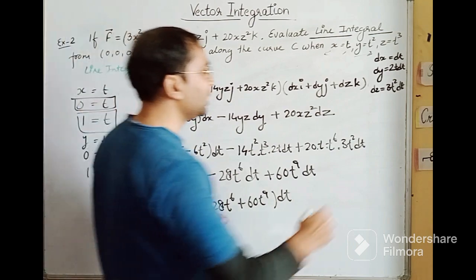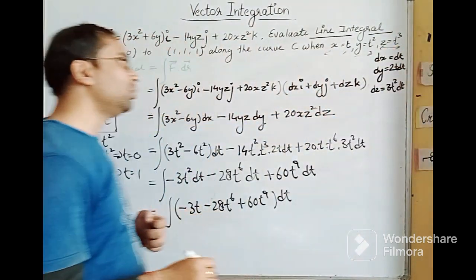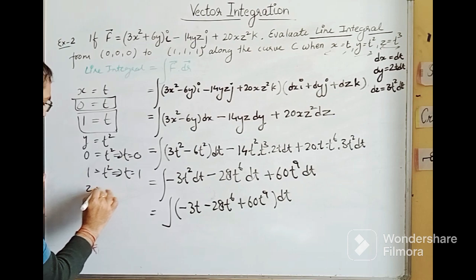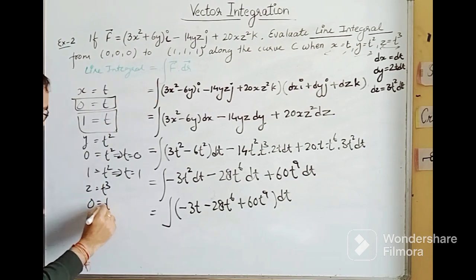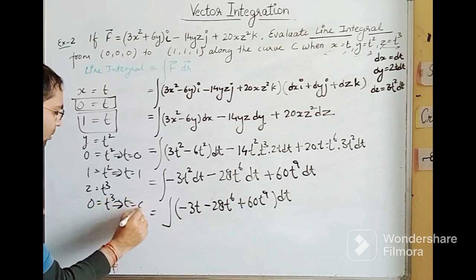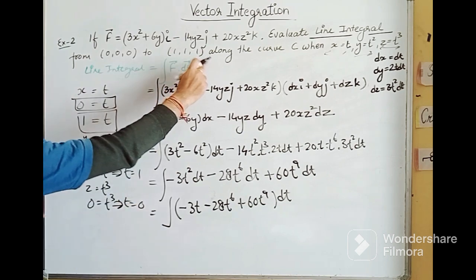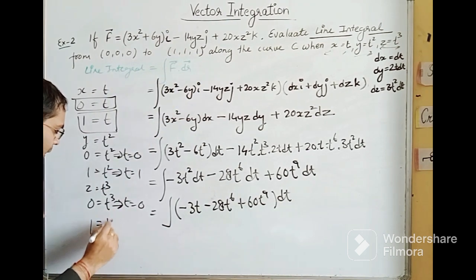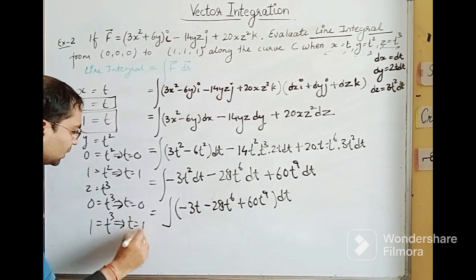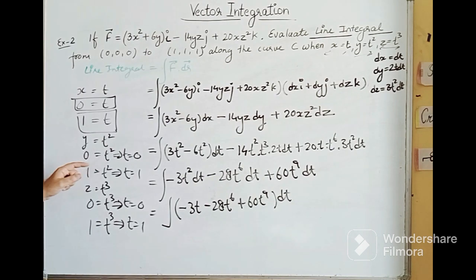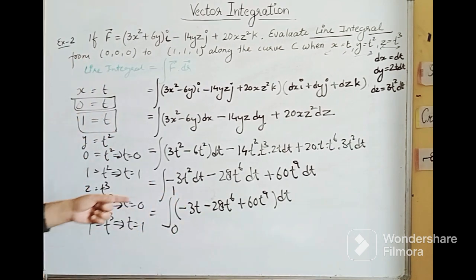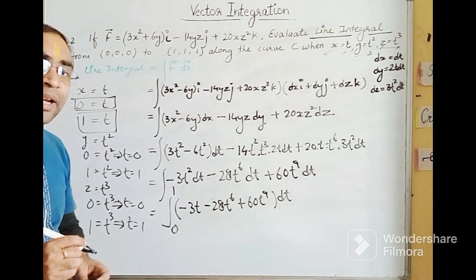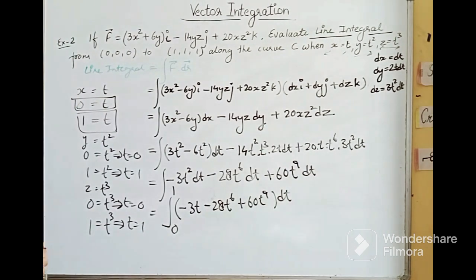We will also check for the third equation, which is z is equal to t cube. Now when z is 0, this is 0 is equal to t cube, which means t is also 0. And whenever z is 1, in this case, 1 is equal to t cube, which also gives you t is equal to 1. So in all the three cases, we can see the limits for t come to be from 0 to 1. So here we can write the limits from 0 to 1. Now we simply need to integrate this and then find the solution. So let's perform the integration of this.